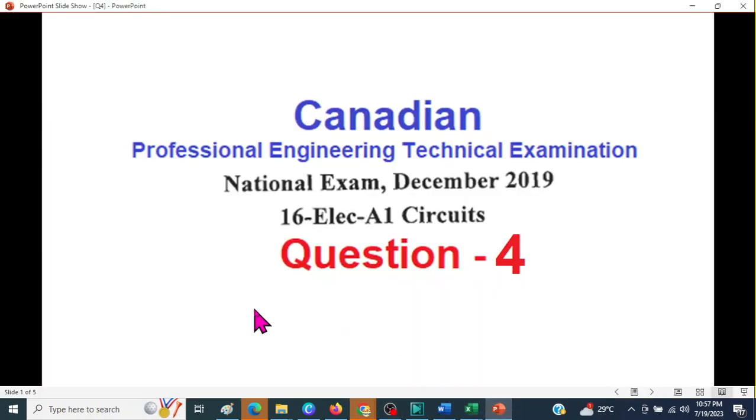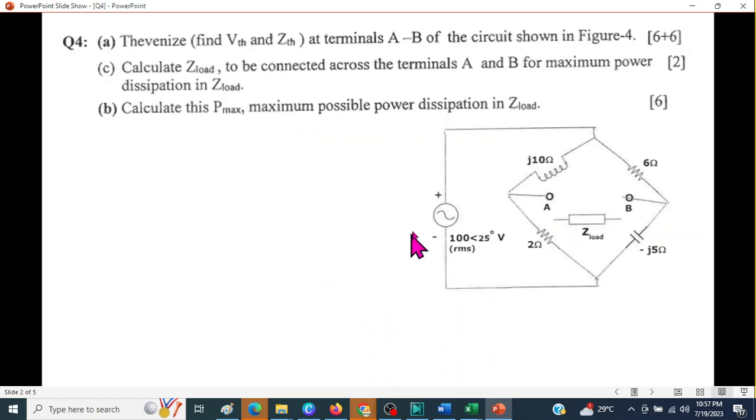Bismillahirrahmanirrahim. Today's video will be solving question number 4 from the December 2019 exam of the Canadian Professional Engineering Technical Exam. This is a very simple question. In the first part, we have to find the Thevenin voltage and impedance at terminal AB. Then we have to calculate Z load, which is to be connected across the terminal for maximum power. And then we have to calculate the value of the maximum power.